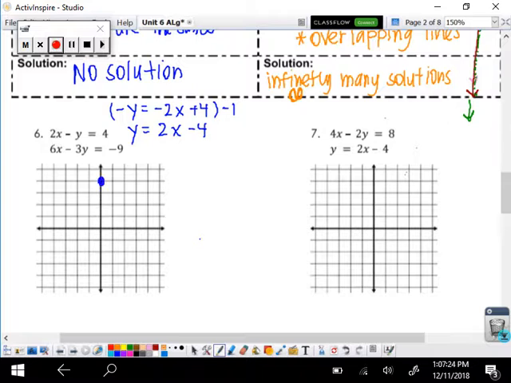I'm going to go up 4. Nope, down 4. It's negative 4. Then the slope is up 2 to the right 1, up 2 to the right 1, to get us lots of good points. There's our first line, right here.